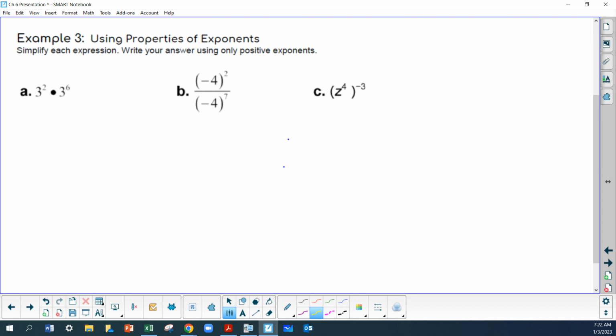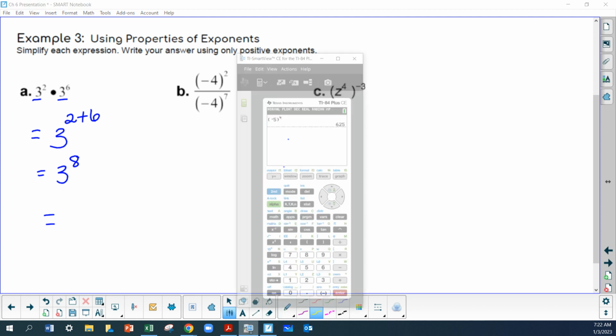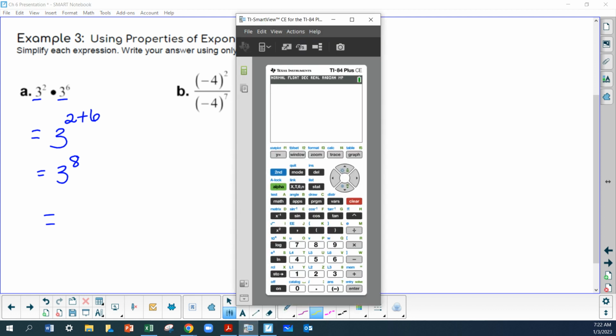But here's some examples. So I have a product of 2 powers. The bases happen to be 3, and they are the same, which means I can push these together and use addition, and that'll give us 3 to the 8th. Now, 3 to the 8th, that's a lot of 3's to multiply. So let's go to our calculator and key it in there.